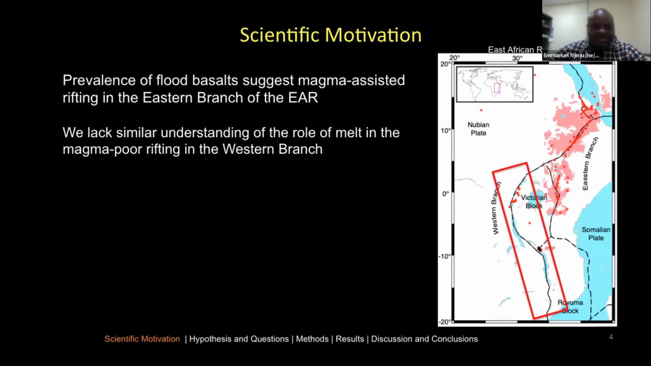Given that the western branch is magma poor, there is therefore a need to investigate deep melt generation to better understand the role that melt plays in rifting. So to better understand that role, there's a need to even investigate if melt is actually present at depth before we worry about how the melt will migrate through the lithosphere.